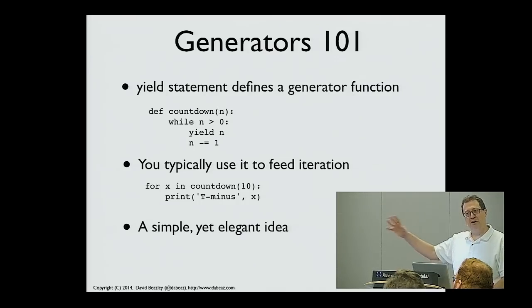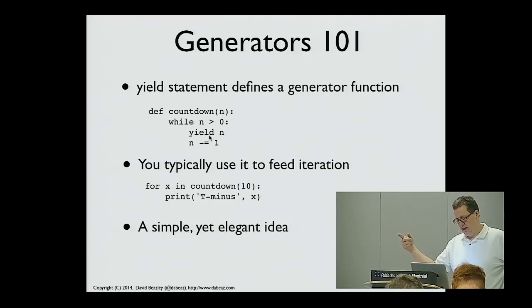So some generator 101: any function that you write in Python that uses a yield statement is a generator function. Like if you write this countdown function and you say yield in there, it turns into this kind of magic function that doesn't behave like the rest. Typically, what you do for that is to feed for loops. You feed iteration. What happens is the yield statement just kind of spits out values, and then it feeds for loops.